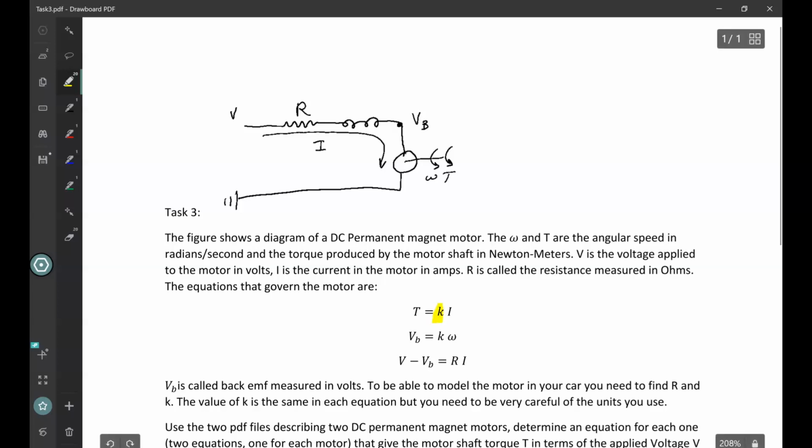One constant is the k. It says that both k values are the same. You just have to watch out for the units. I'll talk a little more about that later. So that's a constant that we need to identify for the motor. The other constant is the resistance of the motor.